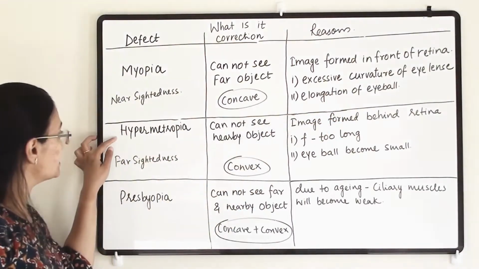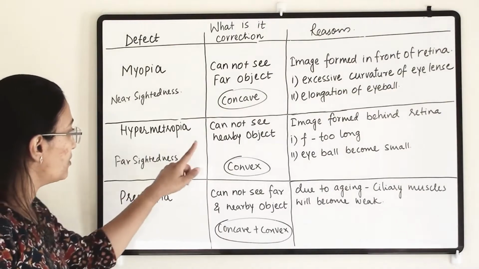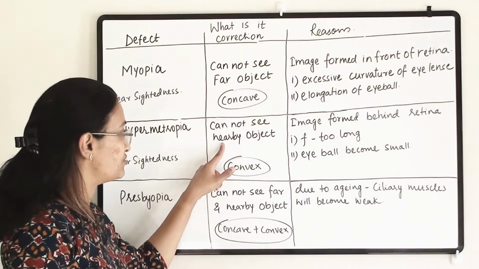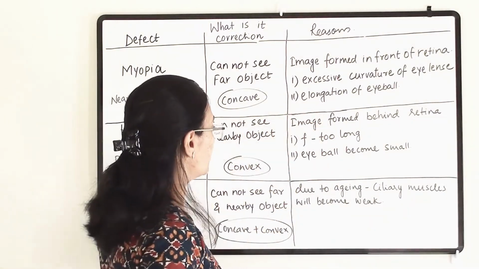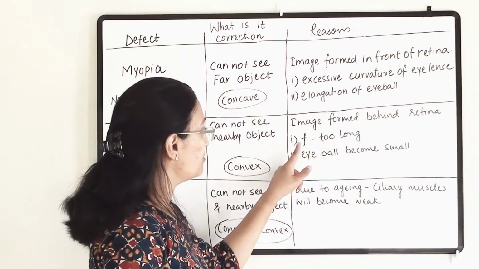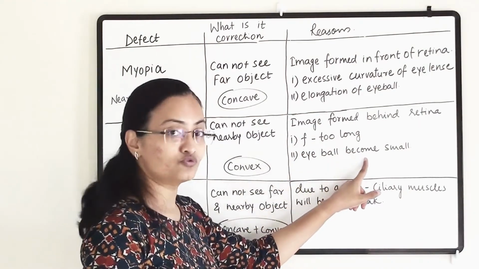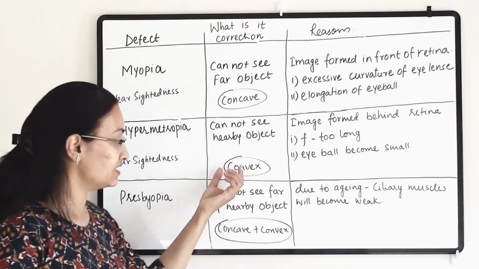Second is hypermetropia, also known as farsightedness. What happens in that? The person will not be able to see the nearby object. What are the possible reasons for this defect? The image is formed behind the retina, because the focal length has become too long or the eyeball has become too small. These are the possible reasons, and because of this the defect has arisen.